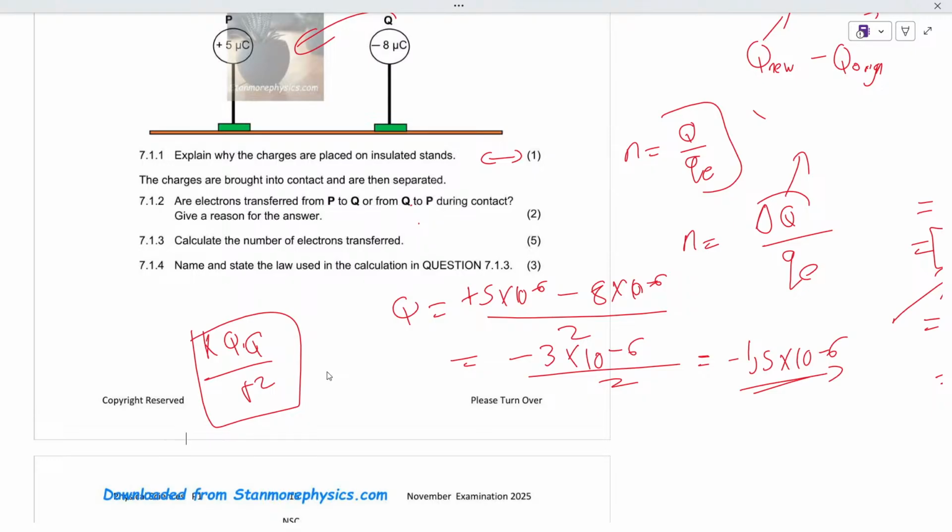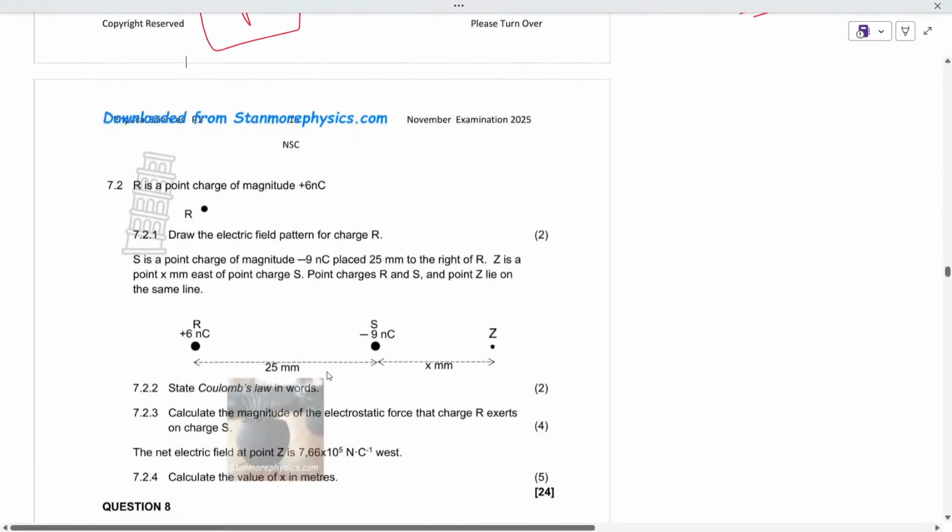But if there's no law, in principle, what is always there in electrostatics is the law of conservation. Even in Coulomb's law, conservation is there, because charges are not being destroyed and not being created, but remain constant. If they didn't mention Coulomb's law specifically, you go for the law of conservation of charge. Okay, so let's go down.